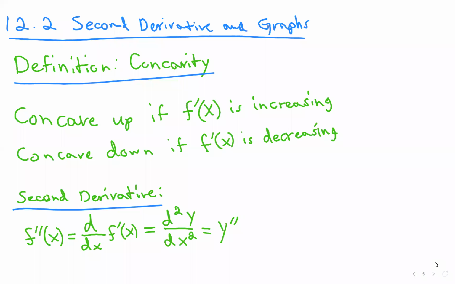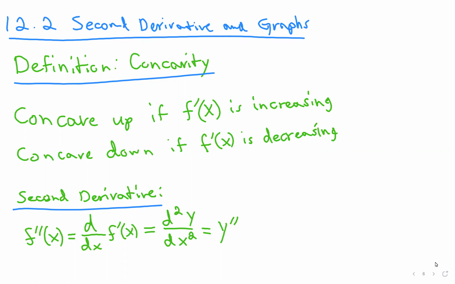Okay, so now we're going to be talking about the second derivative in graphs. So let's start out with the definition of concavity. Concave up means that the first derivative is increasing, and concave down means that the first derivative is decreasing.